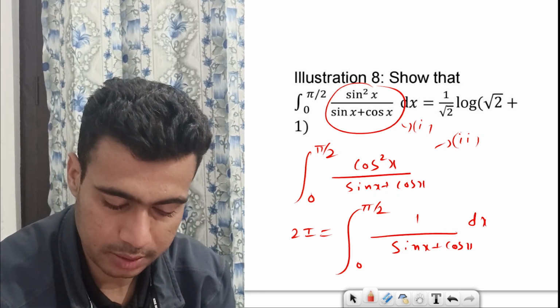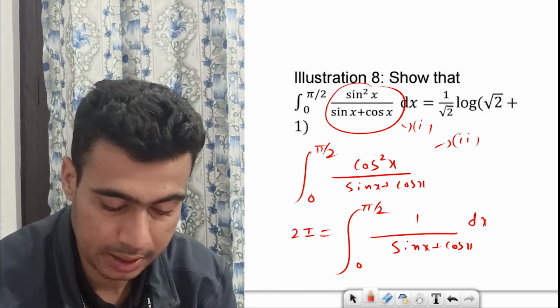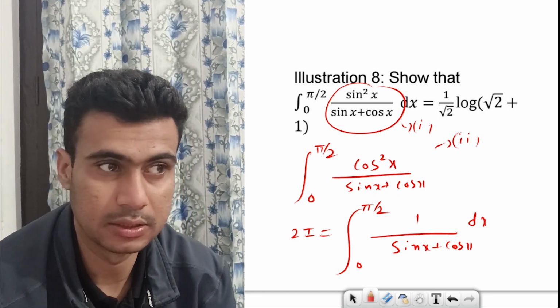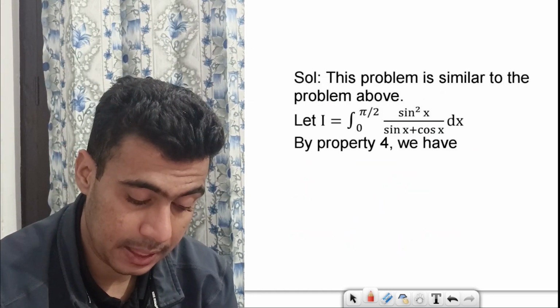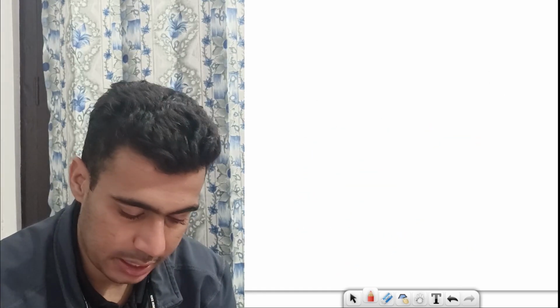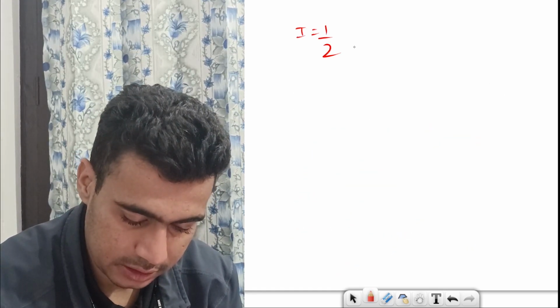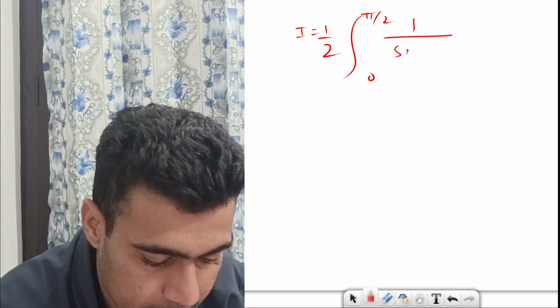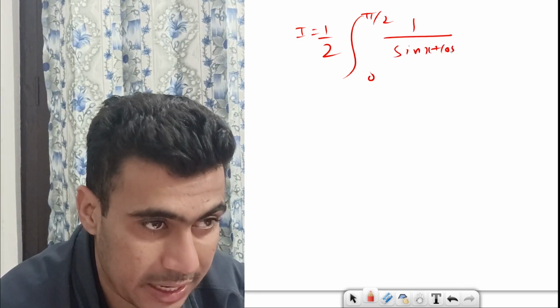That's 1. Okay, so I'm again saving time by writing without the redundant steps. Now try to understand, if I just take the next page, I can call it I is equal to 1 by 2 integration 0 to pi by 2 of 1 over sin x plus cos x.